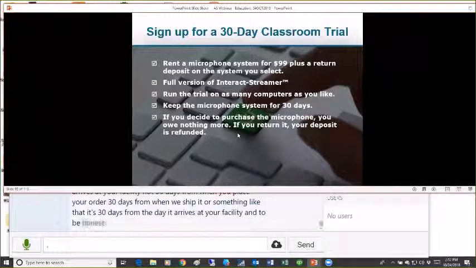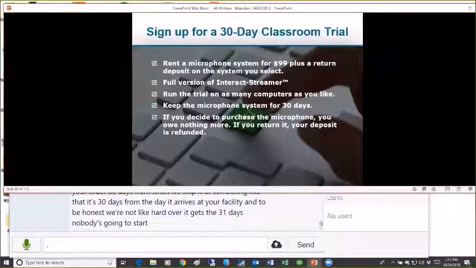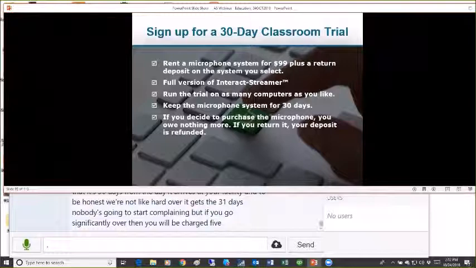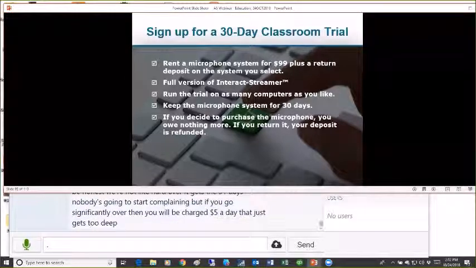And to be honest, we're not hard over. If it gets to 31 days, nobody's going to start complaining. But if you go significantly over, then you will be charged $5 a day. That just gets deducted from your deposit.